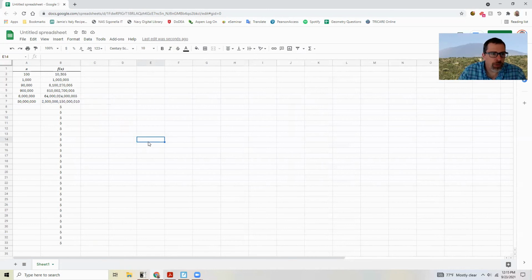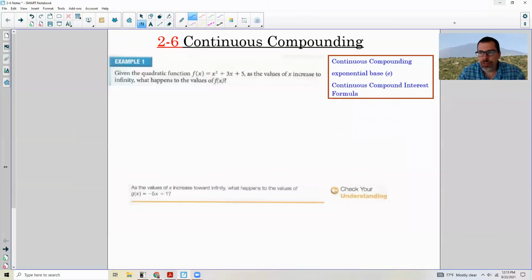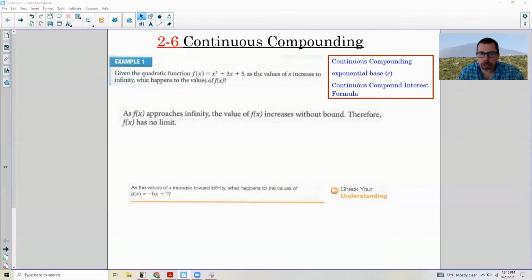So to answer this question now, as x gets bigger, what is the function doing? Well, obviously it's getting a lot bigger, even faster. Okay, so what happens to the value of f of x? So what we would say here is the function is approaching infinity, the value of f of x increases without bound. Therefore, f of x has no limit.